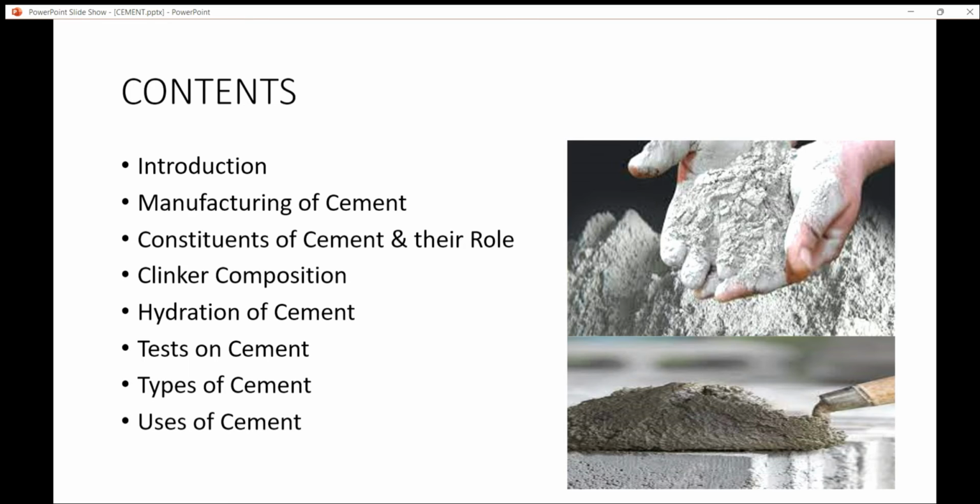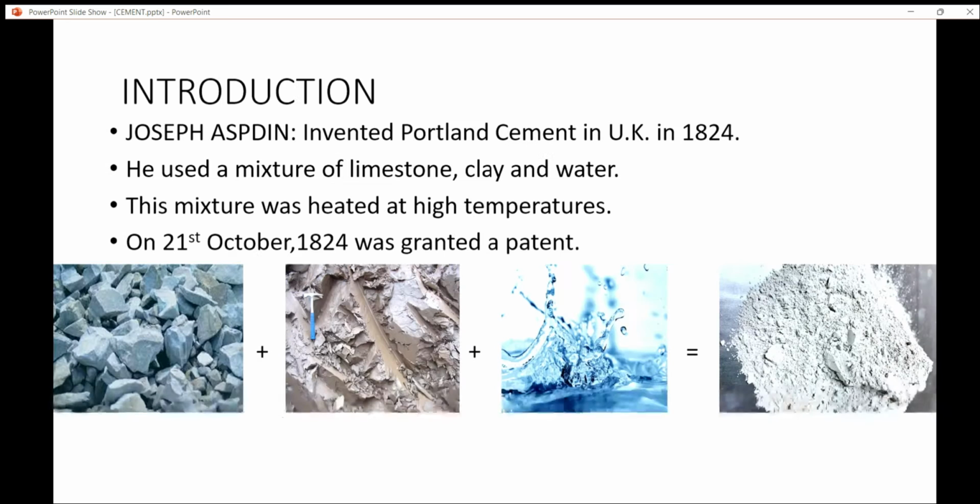Contents. We are discussing some basic concepts of cement, which include introduction, manufacturing of cement, constituents of cement and their role, clinker composition, hydration of cement, tests on cement, types of cement and its uses.